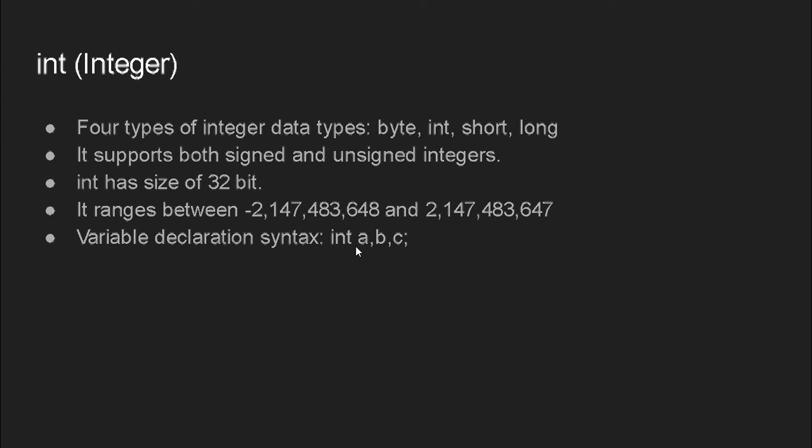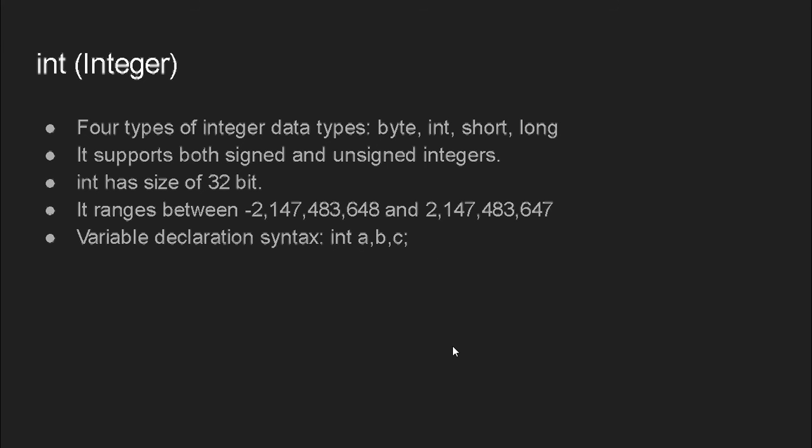And if you want to declare more than one variable in the same line, I told you in the last 2 tutorials itself that you can separate them using commas. You can declare more than one variable in the same line using commas. So this is all about the int data type.